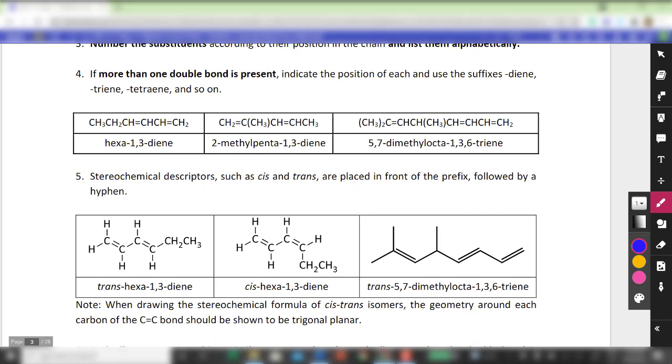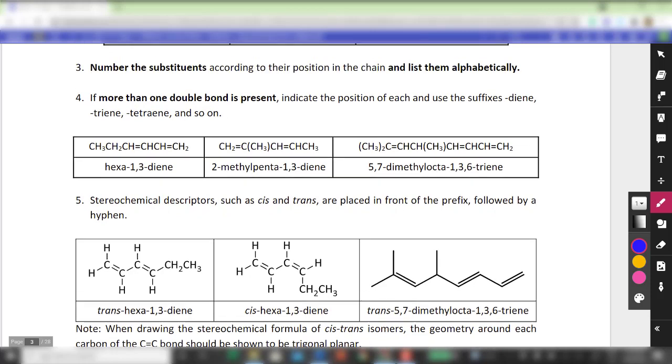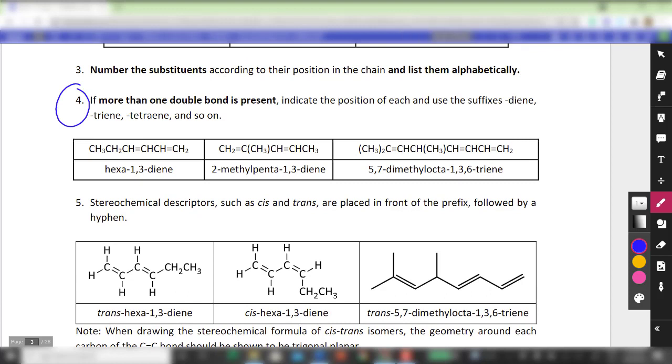Maybe another thing worth mentioning is point number 4. If I have more than one double bond present, it is important to indicate not only the position but also the number of double bonds. The C=C double bond, as you are aware, is represented with -ene, so I'm just going to highlight the -ene here. If you have 2 double bonds, we'll call it diene, 3 will be triene, and 4 will be tetraene.